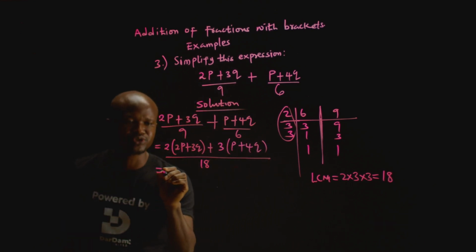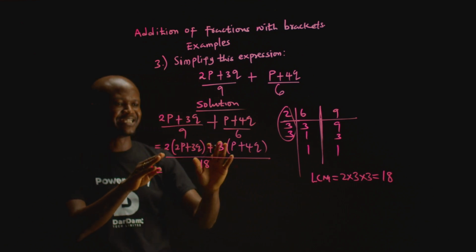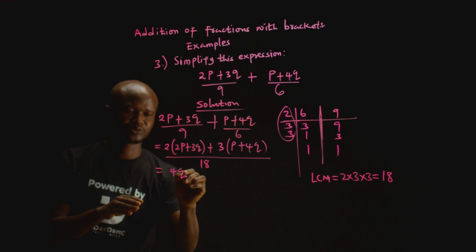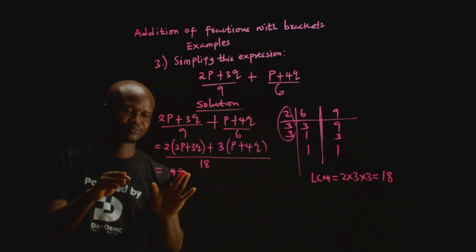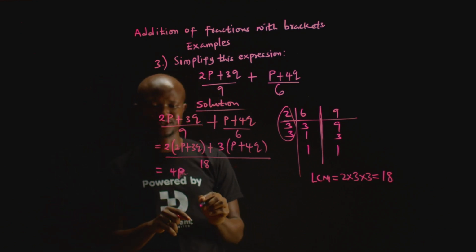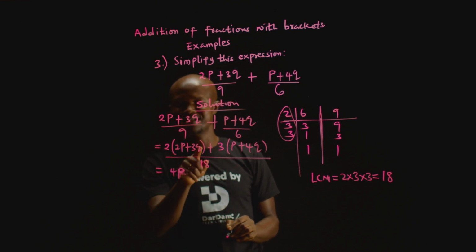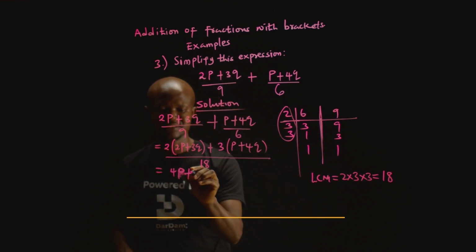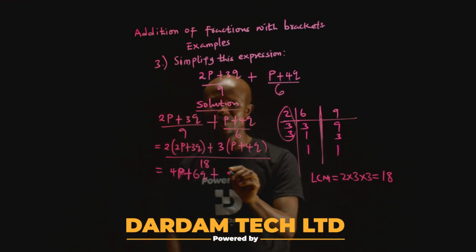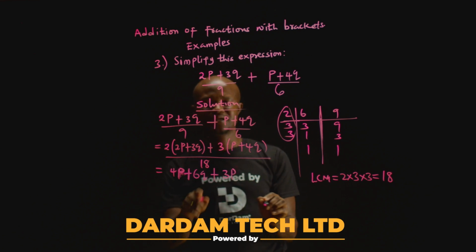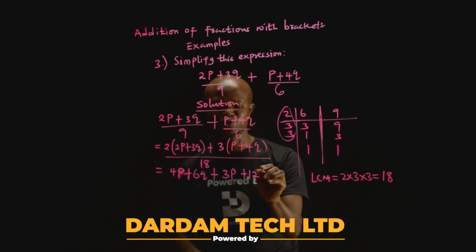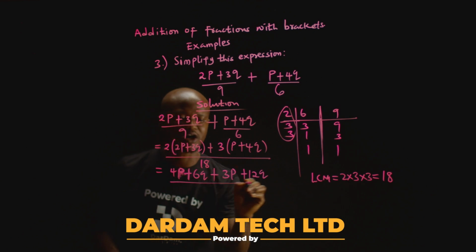Now the next thing for us to do is to expand the brackets at the numerator. 2 times 2p, that is 4p, sorry. 2 times 3q, we have 6q. Then plus 3 times p, we have 3p. 3 times 4q, 4 times 3 is 12, so we have 12q, divided by 18.